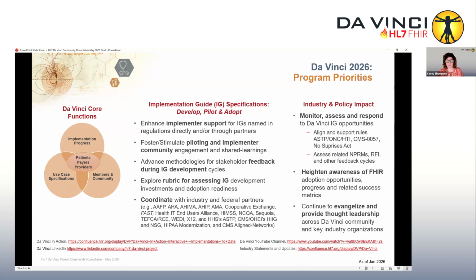We also plan to explore new and improved methods for engaging stakeholders in the implementation guide development process. Alongside that, we hope to develop a rubric to help us assess investments in IG development and determine adoption readiness. This will give us a more structured way to prioritize and understand where our resources can make the biggest difference. Our work will continue to involve close coordination with all of our industry and federal partners, and it's important that we remain responsive to relevant policy opportunities like 0062 as they arise.